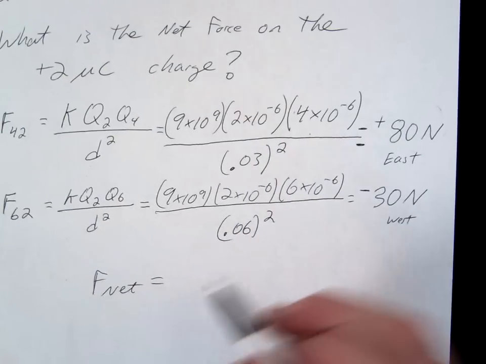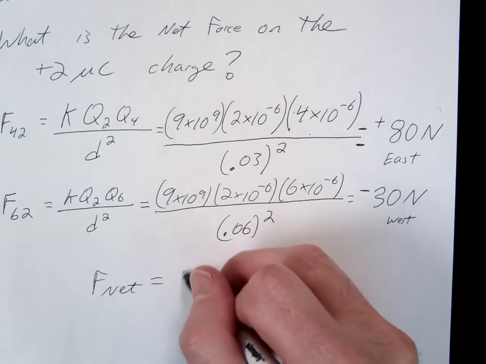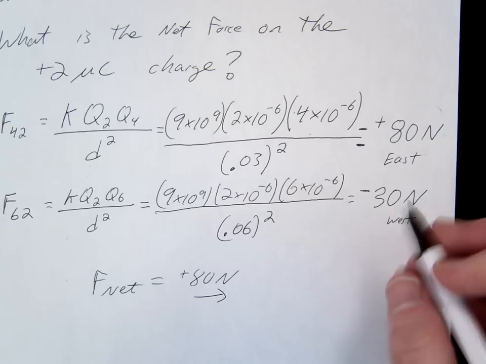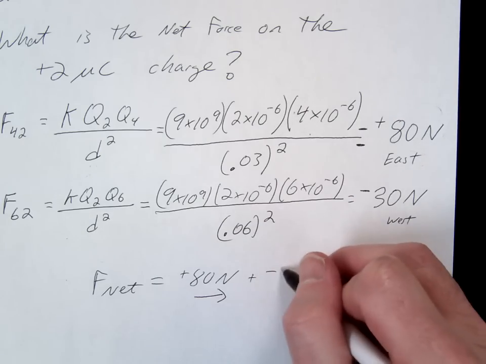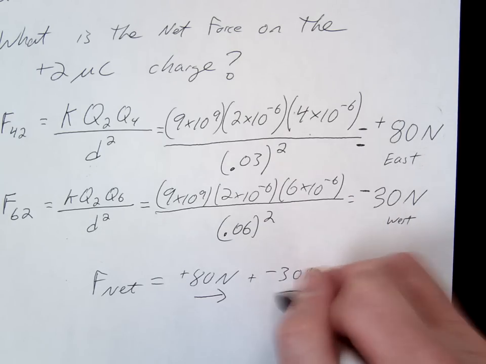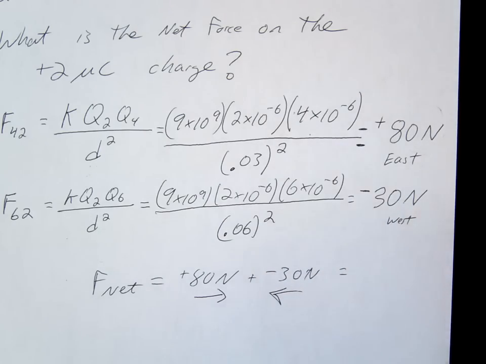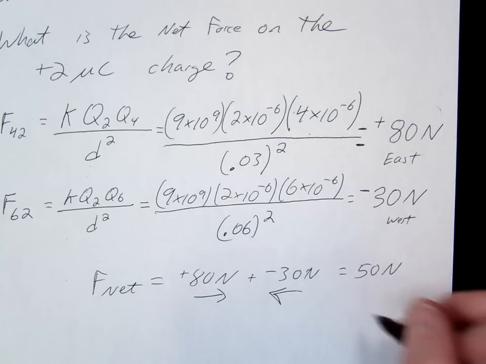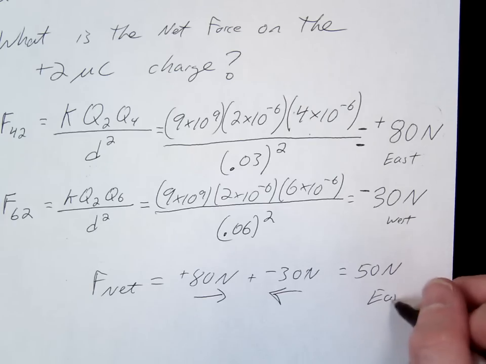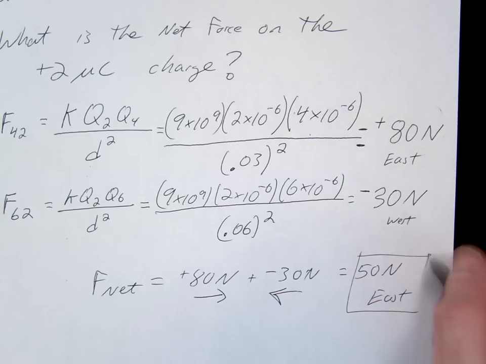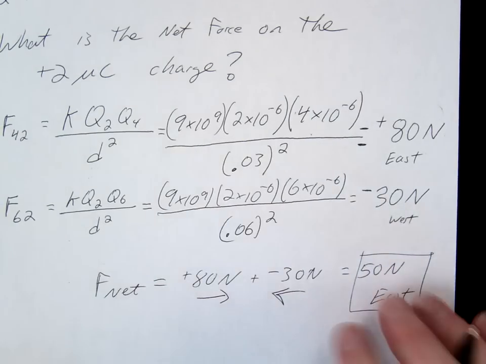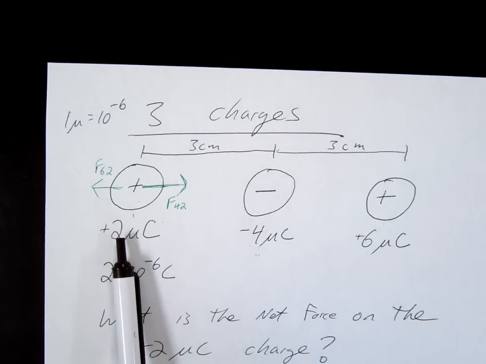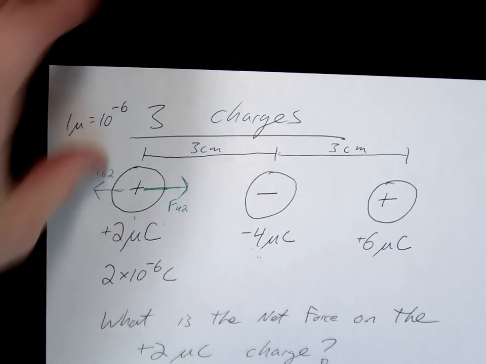All right, so therefore, what's the net force? We got 80 newtons going this way. We have 30 newtons going this way. We're going to subtract them from each other. What's the net force? 50 newtons in what direction? East or right. Okay, so if these charges were allowed to move, what would the 2 do? They would go to the right. Go to the right, yeah, it would go to the right.